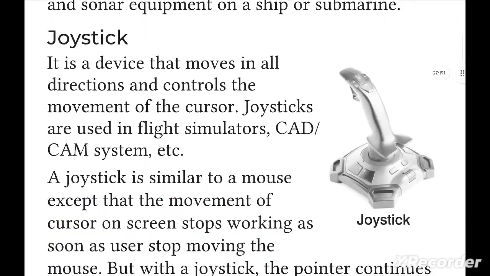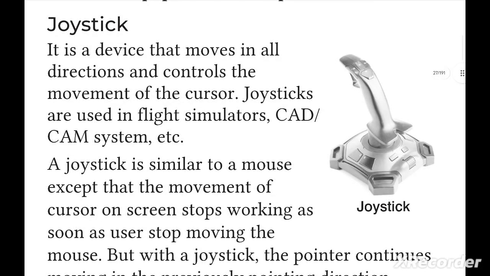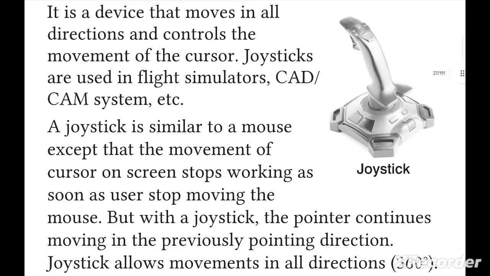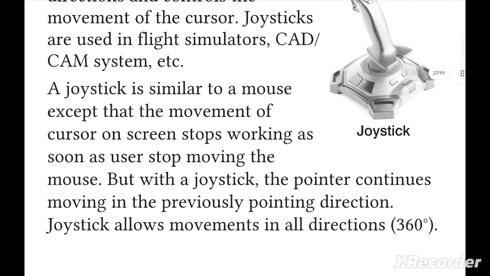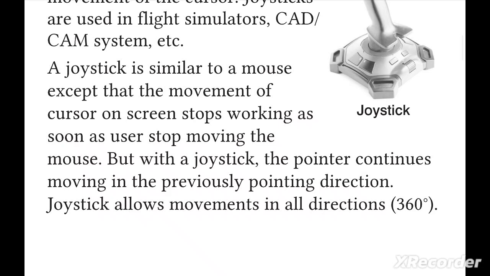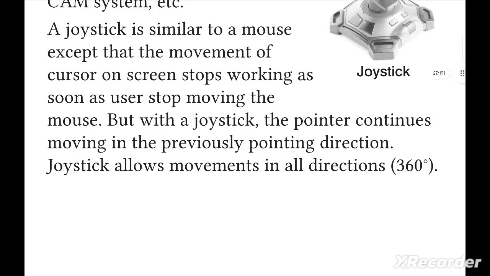Next, joystick. It is a device that moves in all directions and controls the movement of the cursor. Joysticks are used in flight simulators, CAD and CAM systems, etc. A joystick is similar to a mouse except that the movement of a cursor on a screen stops as soon as the user stops moving the mouse, but with a joystick the pointer continues moving in the previously pointed direction. Joystick allows movements in all directions, 360 degrees.